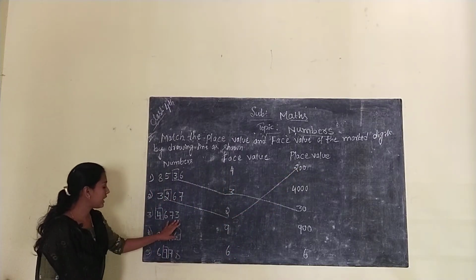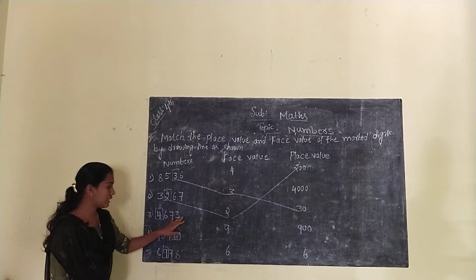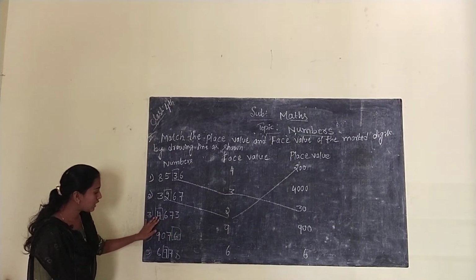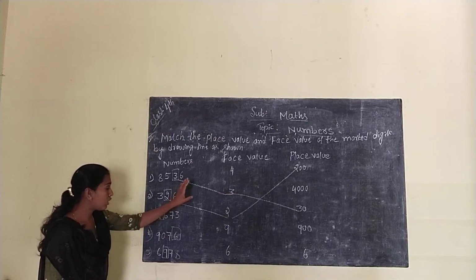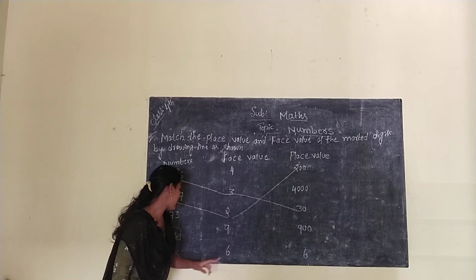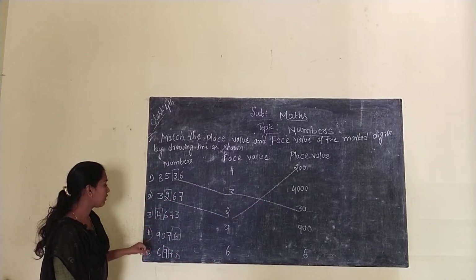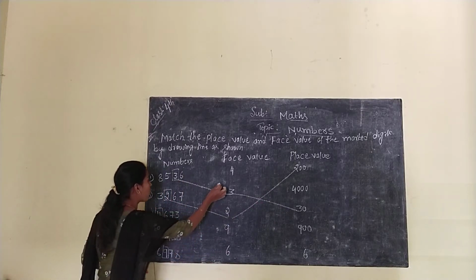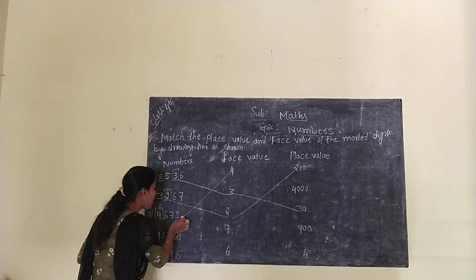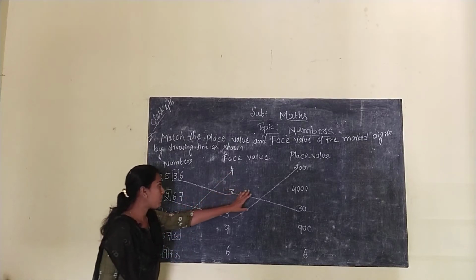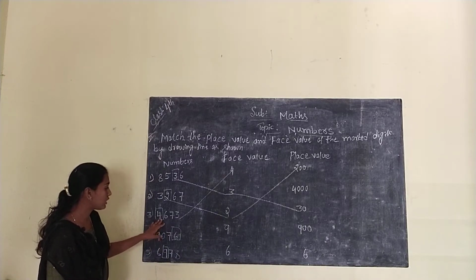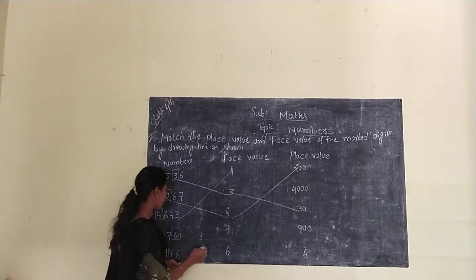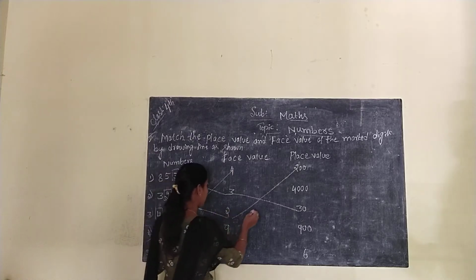Next given number is 4673, which is here in the box. 4 is here in the box. 4 is which place? 4 is thousand place. We have to find out face value and place value also. Face value is 4. We have to mark it 4, and we have to find out place value also. 4 is thousand place. It means 4 into 1000, 4000. We have to mark it 4000.